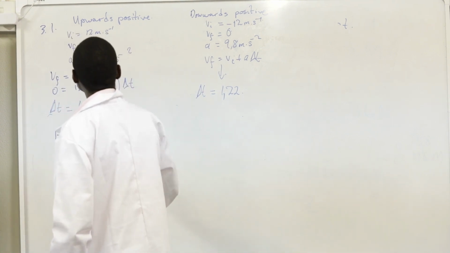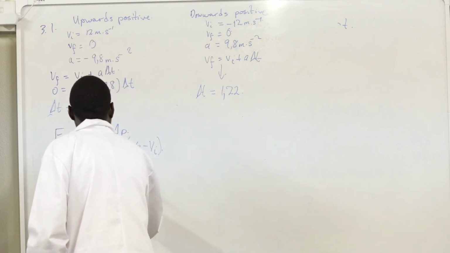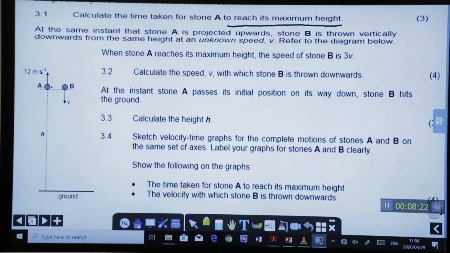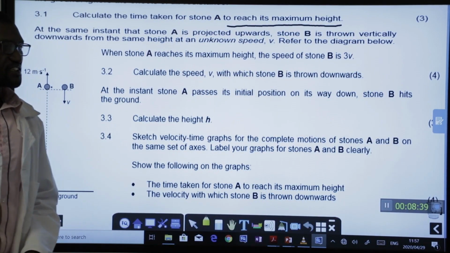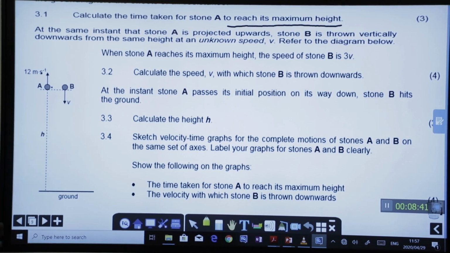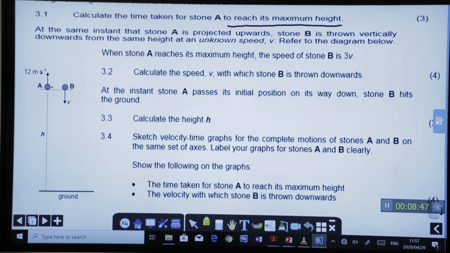My v final minus v initial will be 0 minus 12. Guess what? Your change in t will be still 1,2 seconds. So I have used impulse in order to calculate the change in t in a question that is to do with projectile motion.